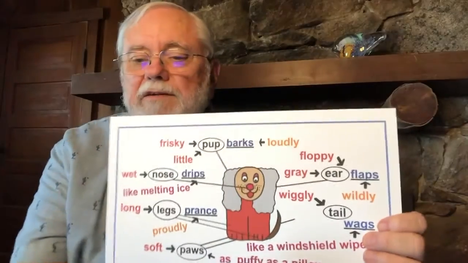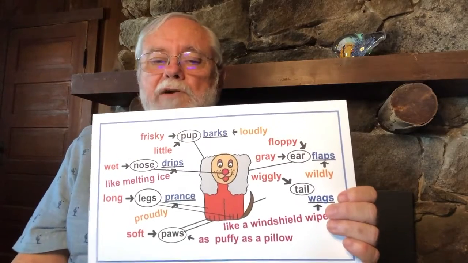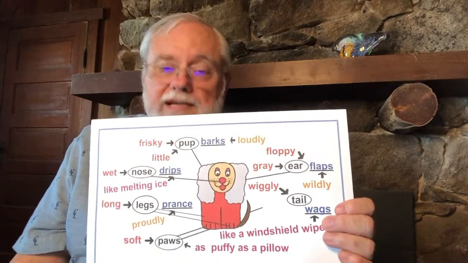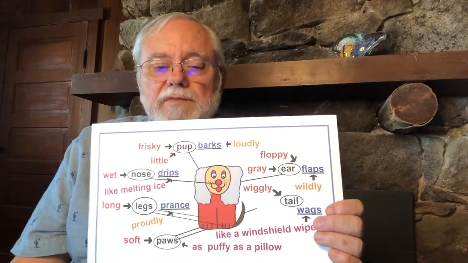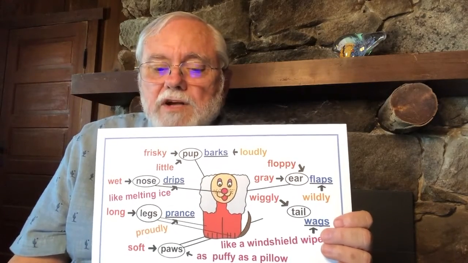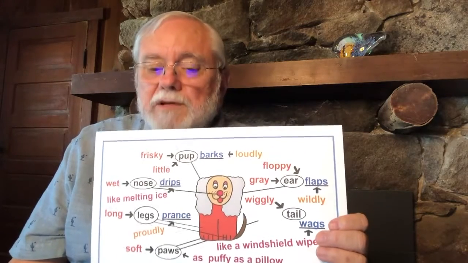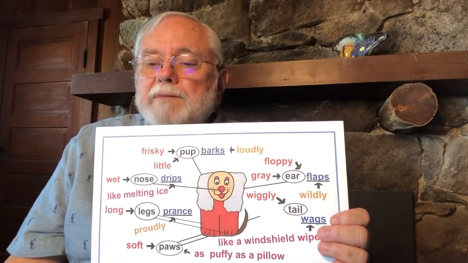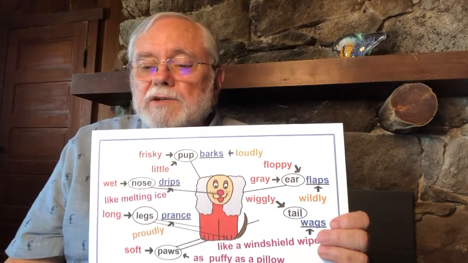And here's an example of a page that we have added lots of adverbs to. So the frisky little pup barks loudly. The wet nose drips like melting snow, so we can put in similes. The paws are as soft as a pillow. And the floppy gray ear flaps wildly. The wiggly tail wags. So there's no end to the kinds of vocabulary you can develop, the skills of decoding that you can include when you draw and label by starting with the parts and then moving on out to the adjectives and verbs and adverbs.